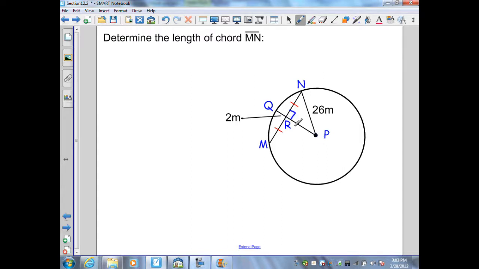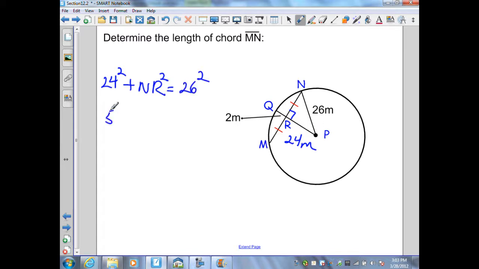To determine the length of PR, I know that PQ and PN are both radii, therefore congruent. QR is 2. Therefore, PR is 26 minus 2, or 24 meters. Now I can use the Pythagorean theorem to determine NR, or half of our chord. That tells me that 24 squared plus NR squared is equal to 26 squared.